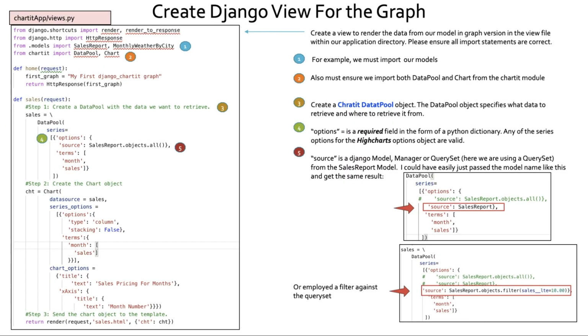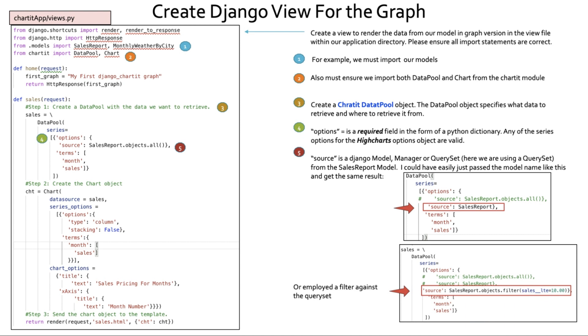Clearly, the meat of creating these charts happens in our Django view. So in your Chartit app application, find the views file and you will create a new view called sales. There's a lot to it. I'll have all this code up on GitHub, certainly, and I'll leave the link below. So we create a view to render the data from our model graph in the view file within our application. So please ensure all our import statements are correct here. The ones that we definitely want to add are 1 and 2. We must import our models. You see here I have 2 models. We're only working on the one, SalesReport, but I'll have another one soon for you called MonthlyWeatherByCity. And then we also must ensure we import both DataPool and Chart from the Chartit module.